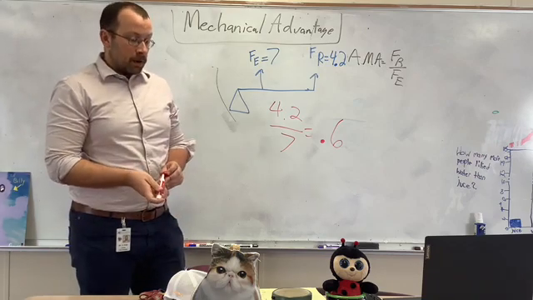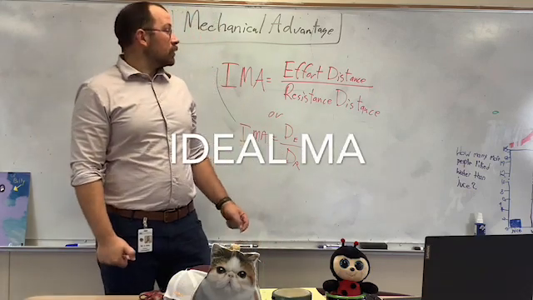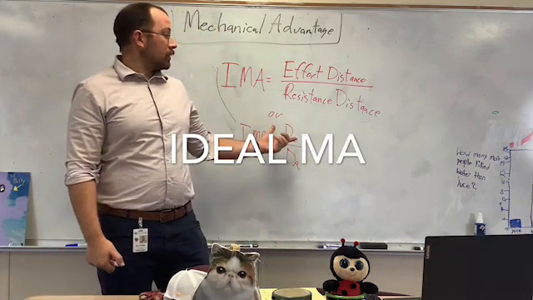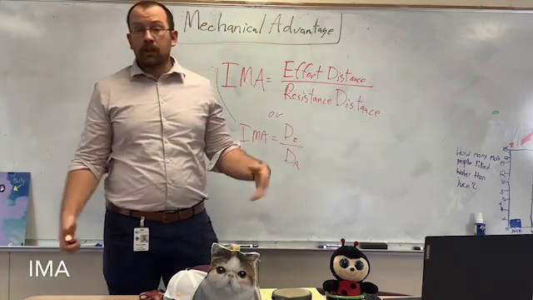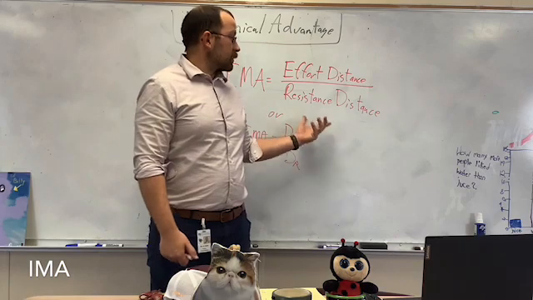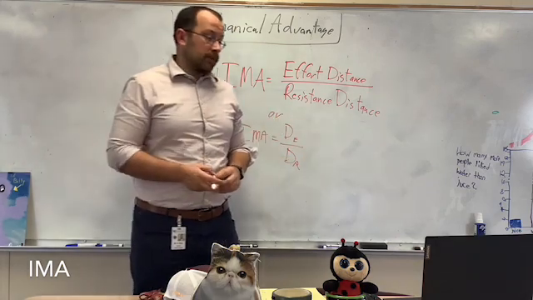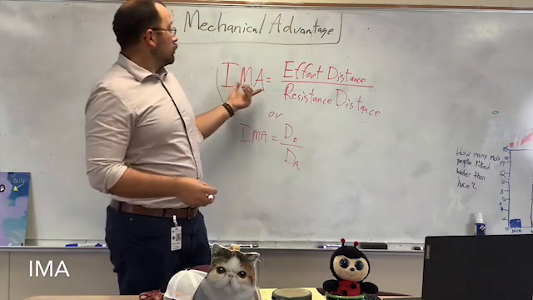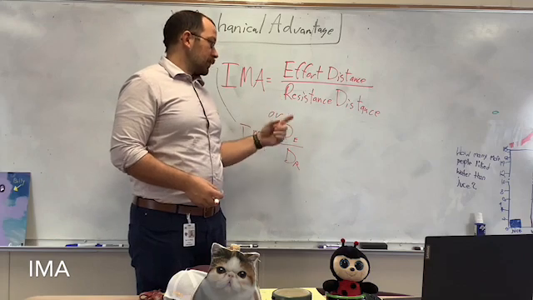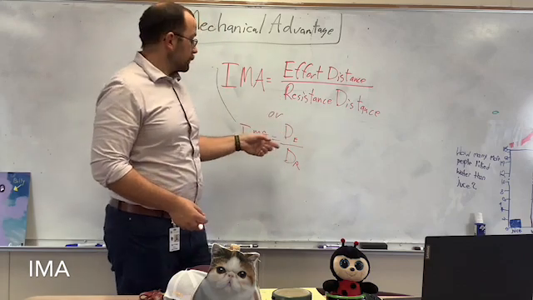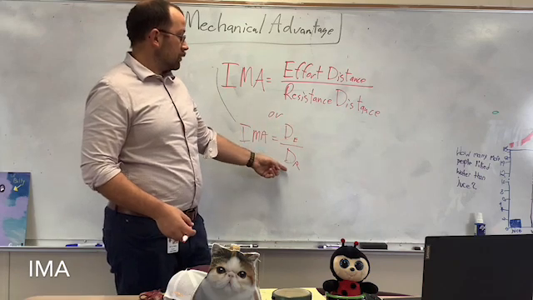Now we're going to go over ideal mechanical advantage. This is mechanical advantage that deals with no friction. If the world had no friction at all, that's what this would be. We need this to figure out the efficiency, which we'll do afterwards. The ideal mechanical advantage is the effort distance over the resistance distance, or I'm just going to write it as DE over DR.